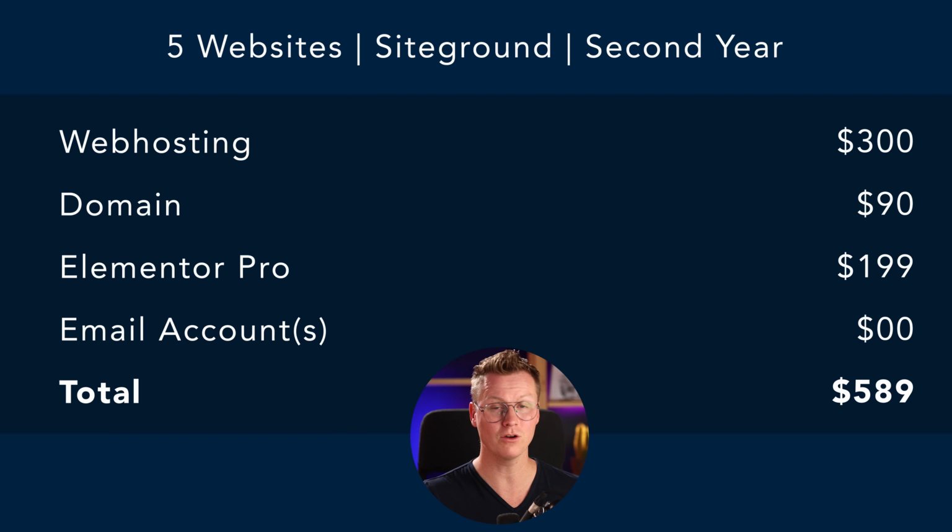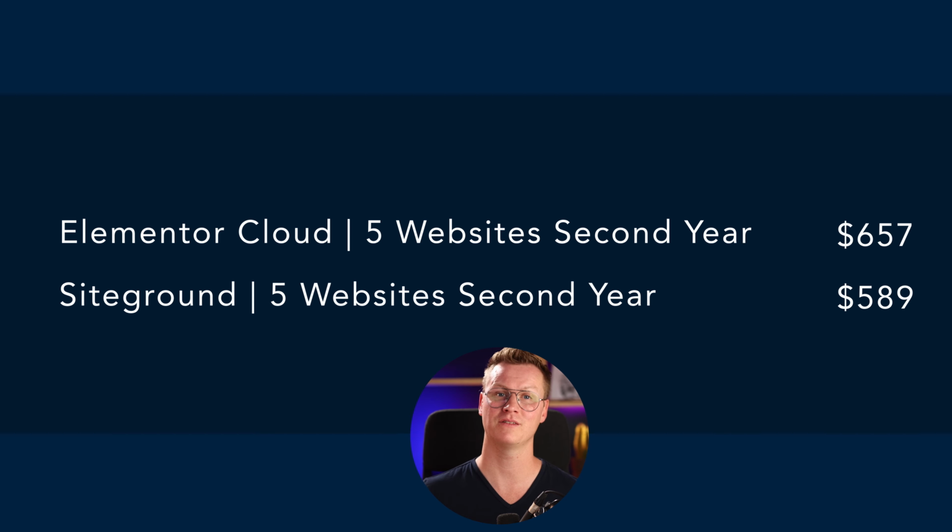But what if you go for the second year? Because the first year you get a discount at Siteground, the second year you don't. It's not entirely true, because the second year you get an offer of 30% off discount when you buy web hosting again. So you don't pay the full amount, but imagine you don't make use of that discount. Then you'll pay $589 per year versus $657 per year at Elementor Cloud.